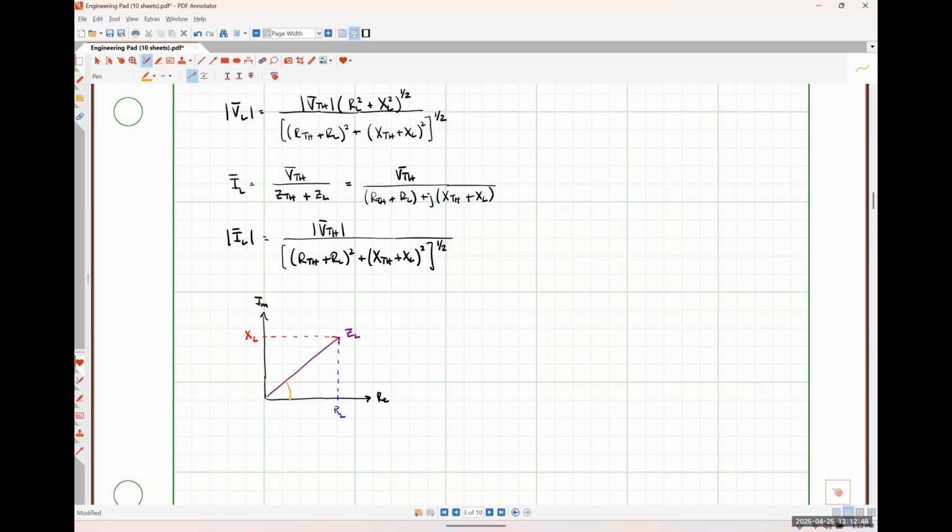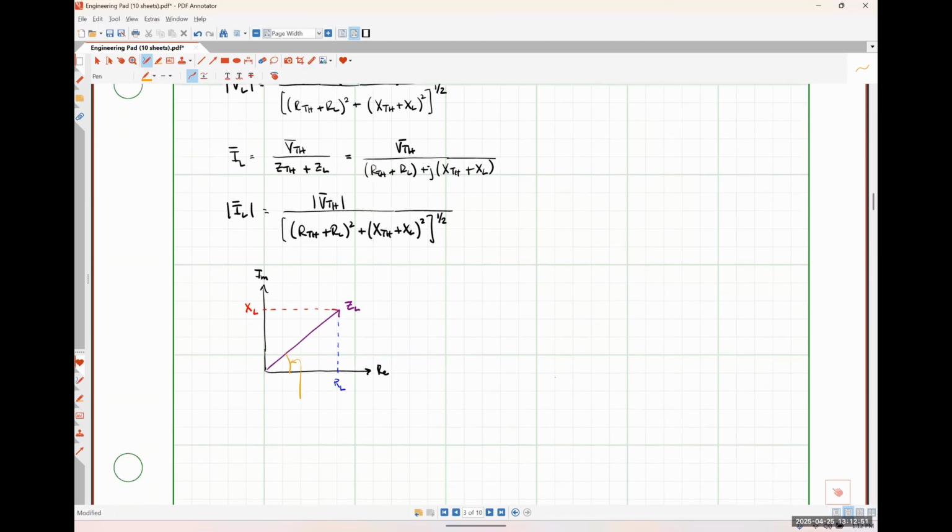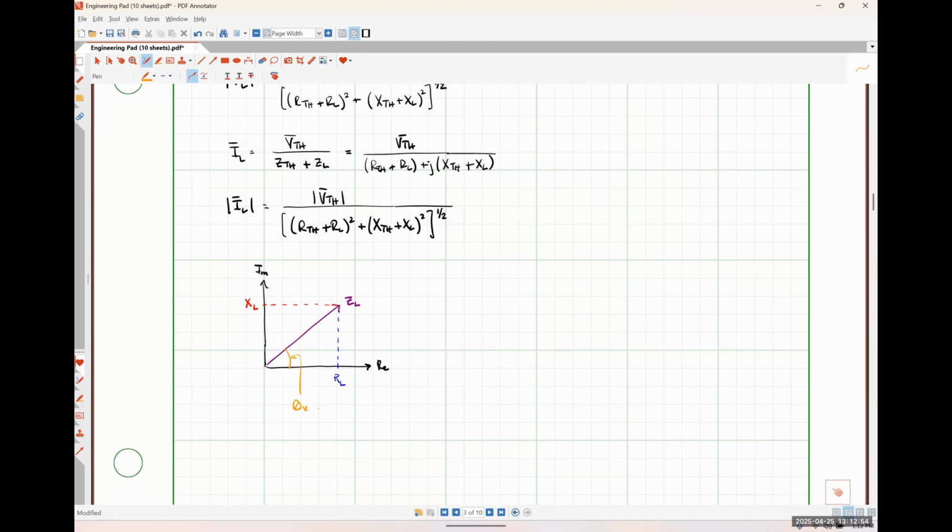This angle right here is theta VL minus theta IL, because, just to remind you all, ZL is going to be the ratio of phasor voltage VL to phasor current IL, which would be the magnitude of VL with an angle of theta VL over the magnitude of IL with an angle of theta IL, which is just the magnitude of my impedance with an angle of theta VL minus theta IL, like so.